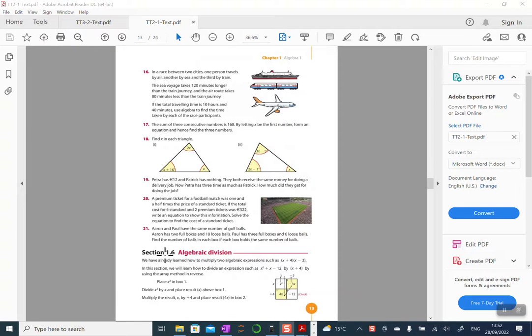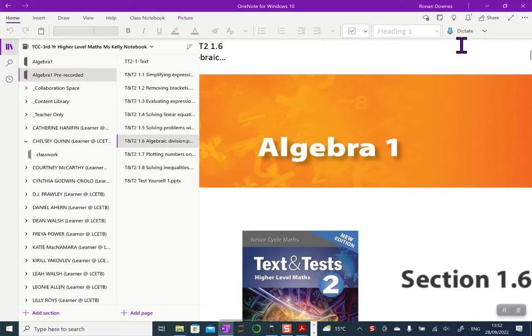Okay guys, welcome along. Now we're going to look at the textbook on page 13, Text and Tests 2. So we'll just jump straight into the examples and exercises.